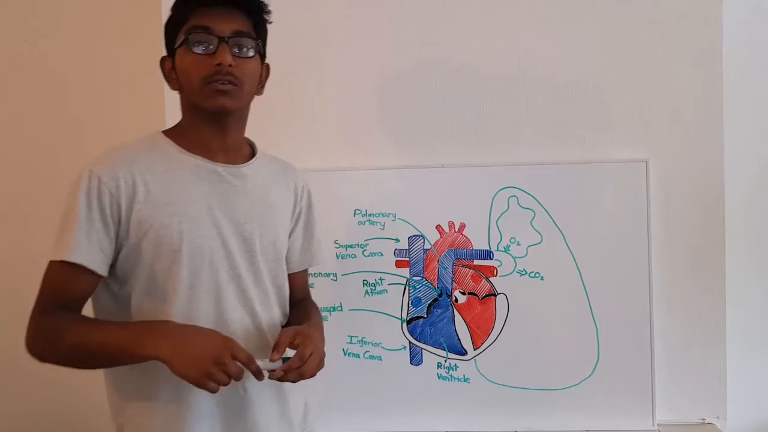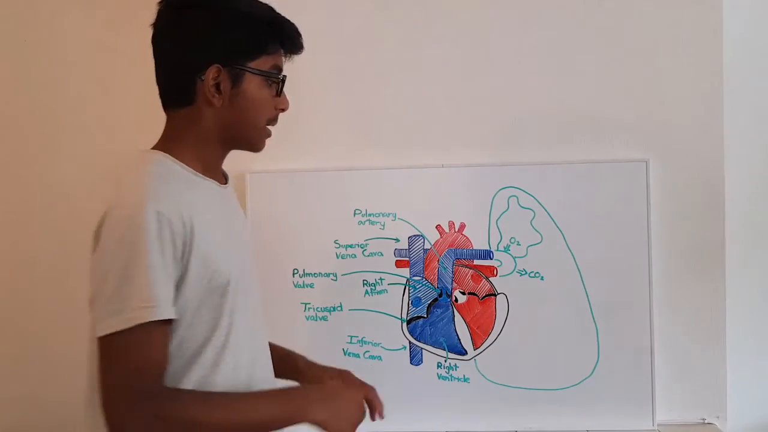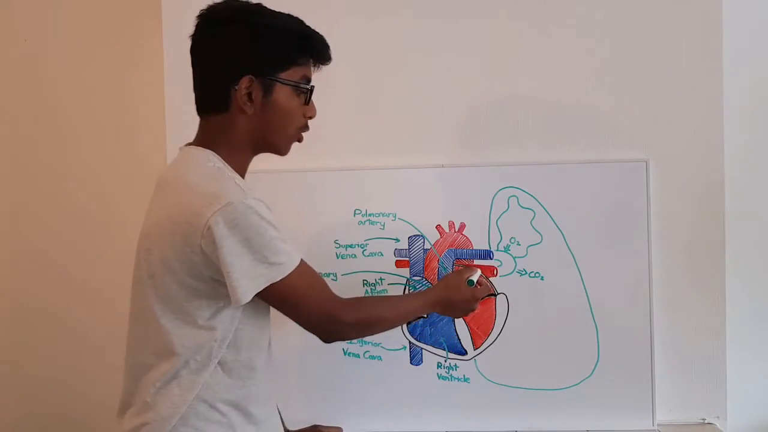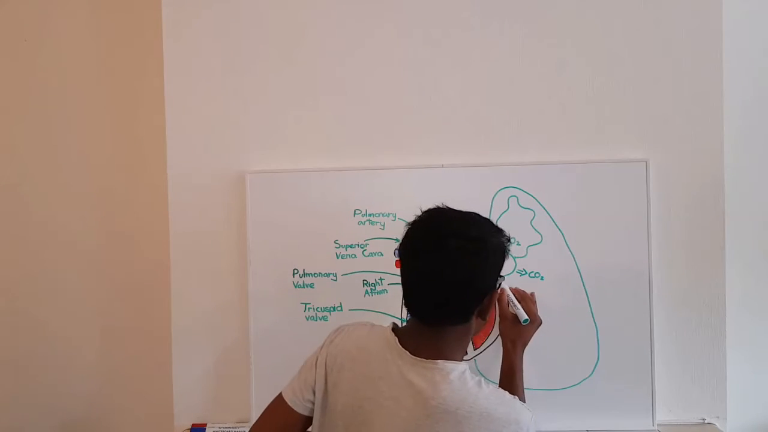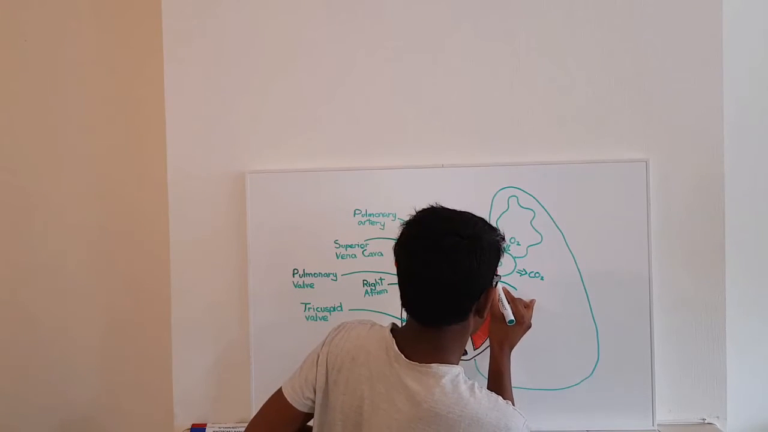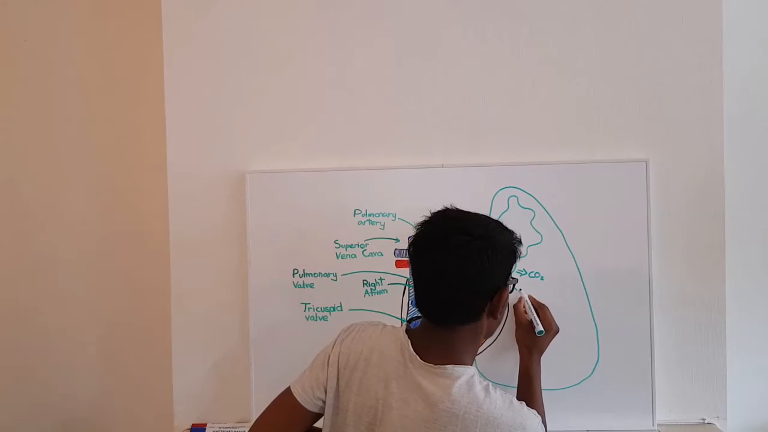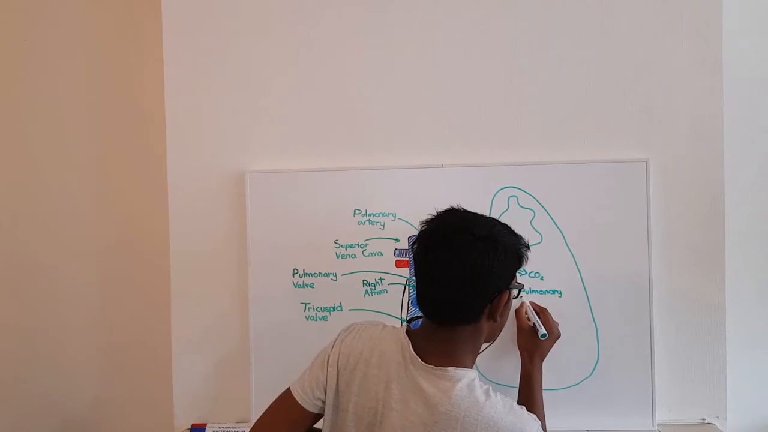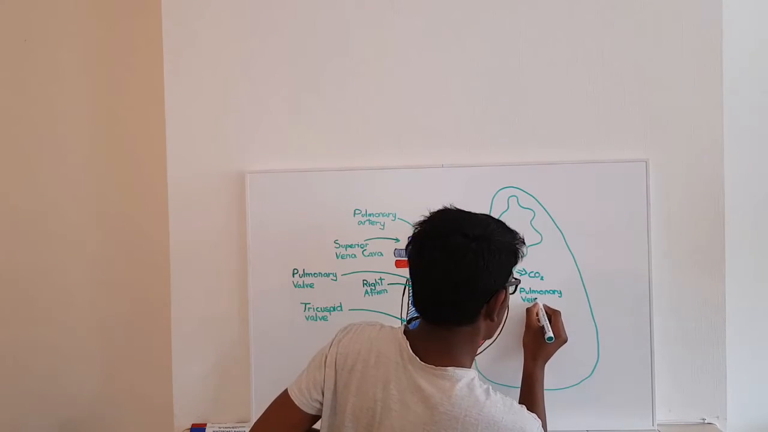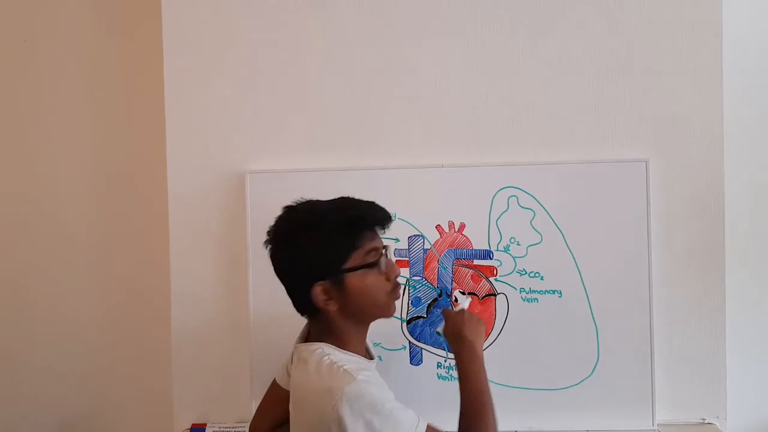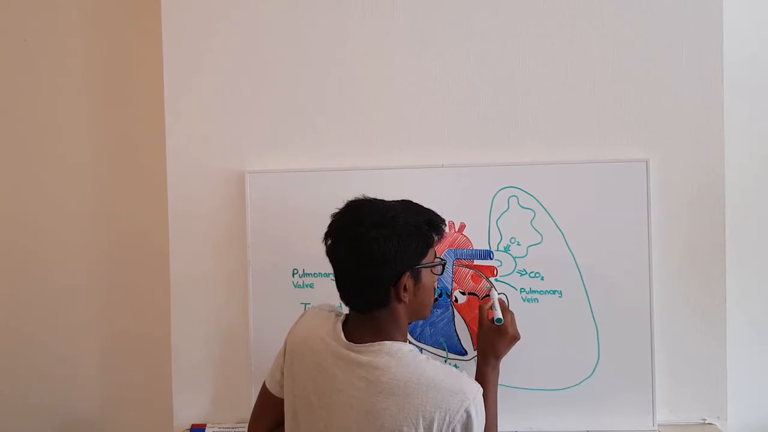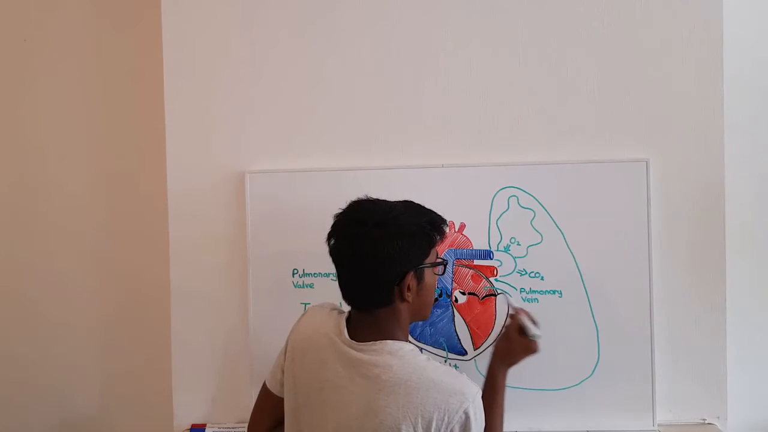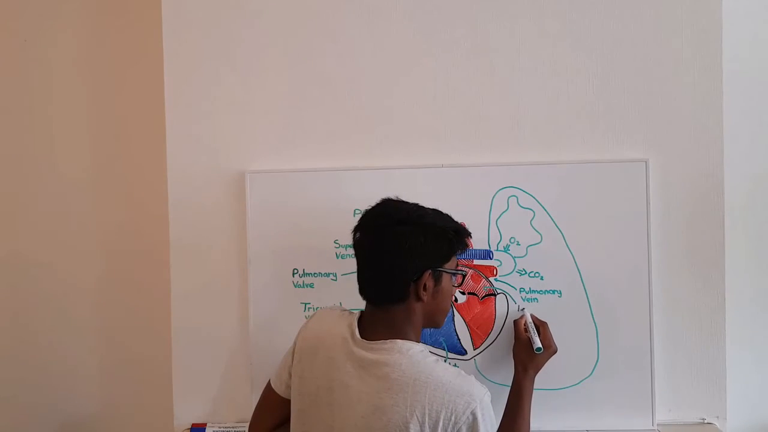So the freshly oxygenated blood makes its way into the pulmonary vein. And it's a vein because it's bringing blood to the heart. Pulmonary vein. So it's bringing oxygenated blood to the heart and into the left atrium, the third chamber of the heart.